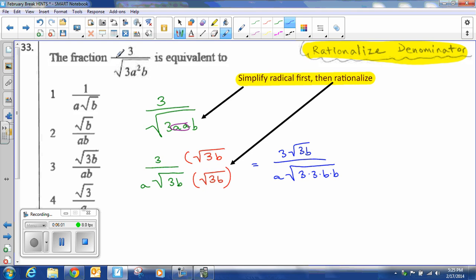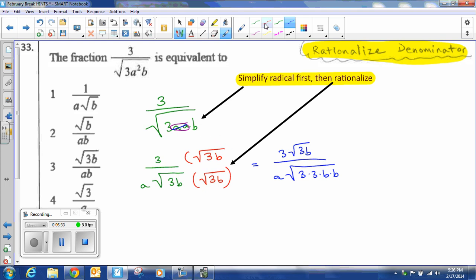When you have a radical in the denominator, it is not simplified. You must rationalize the denominator. So first thing we're going to do is simplify the radical. So as you can see, we have 3 over radical 3 times a times a times b. And since this is square root, the pair of a's can be simplified. One of them makes it out. There we go. 3b remains within the radical.